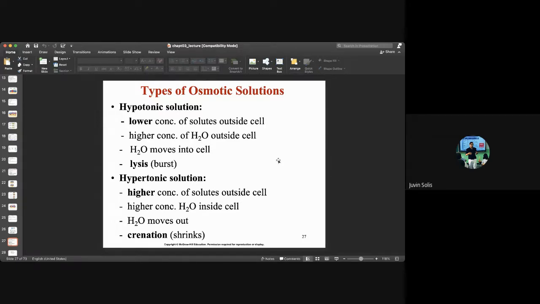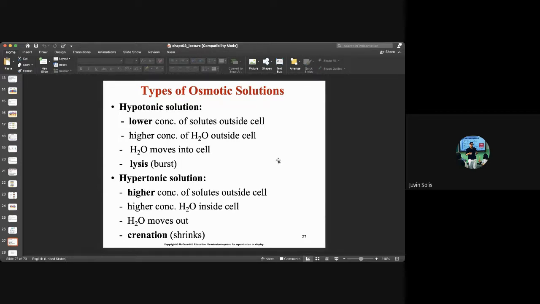Okay? Kumbaga mamamaga. In hypotonic, it's because there's always a constant introduction of water in the cell. The cell is actually swelling. Okay? And this swelling will actually lead to lysis. It will burst. Kumbaga, sasabog siya kasi punong-puno na siya ng water. That is your hypotonic solution.